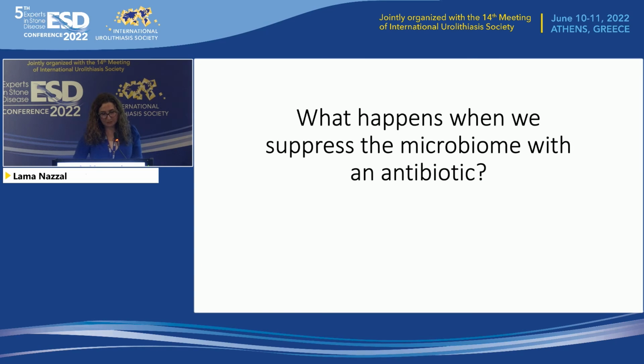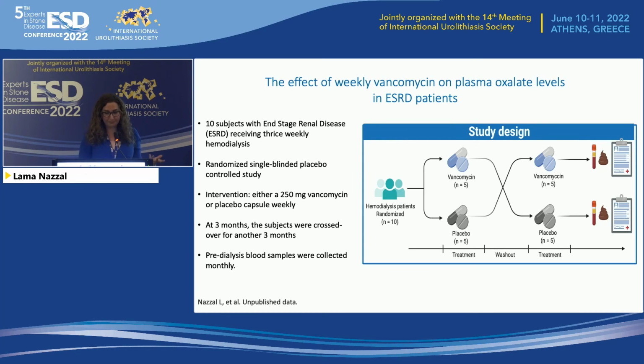So the next question was, what happens when we suppress the microbiome with antibiotic? Unfortunately, we don't have a cohort of kidney stones which received antibiotics, but we have a cohort of patients on dialysis that was in a randomized controlled trial with placebo or vancomycin, and they received vancomycin weekly for 3 months, and then they were crossed over, or placebo. So we suppressed their microbiome with vancomycin.